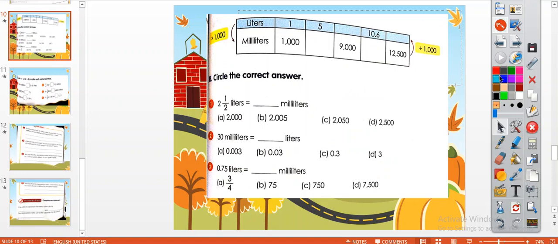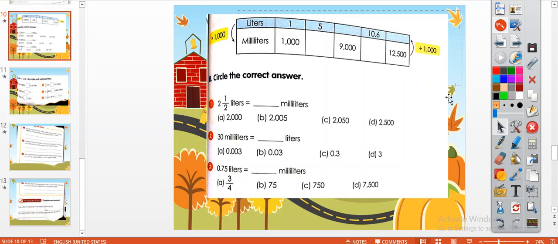Here you're going to think about what number you multiply by to complete it, but he already finished it for you. You multiply by 1000 to go from liters to milliliters, and you divide by 1000 over there if you want to convert from milliliters to liters.